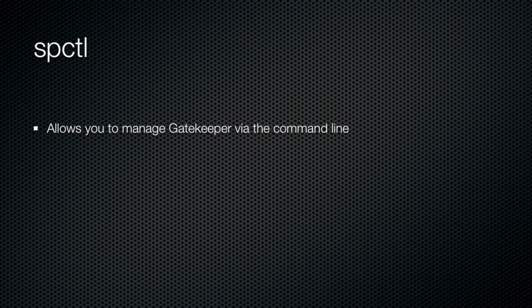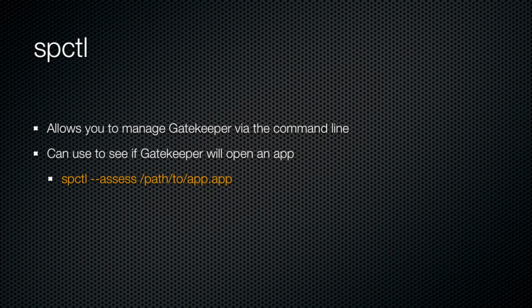To finish up, it is worth mentioning that there is a new command line tool included in Mountain Lion called SPCTL. Used to manage system policy security, it can be used to interrogate an application to see if Gatekeeper will or will not allow an application to be opened. Simply type spctl --assess followed by the path to the application to see whether Gatekeeper will allow it to open. For further information on this command, read the man page for SPCTL by typing man spctl into the command line window.